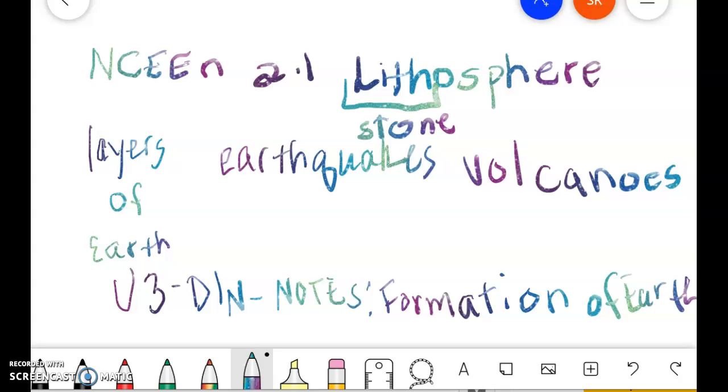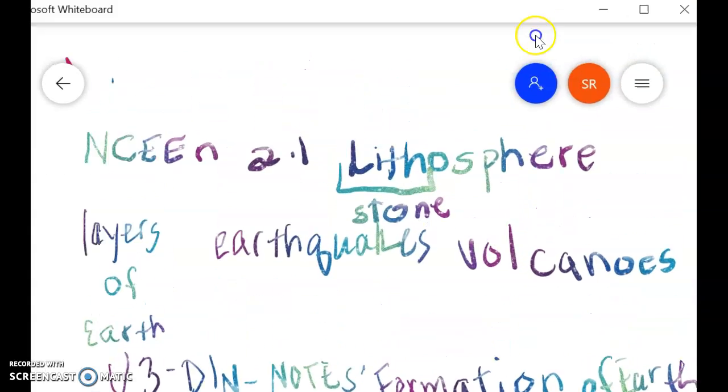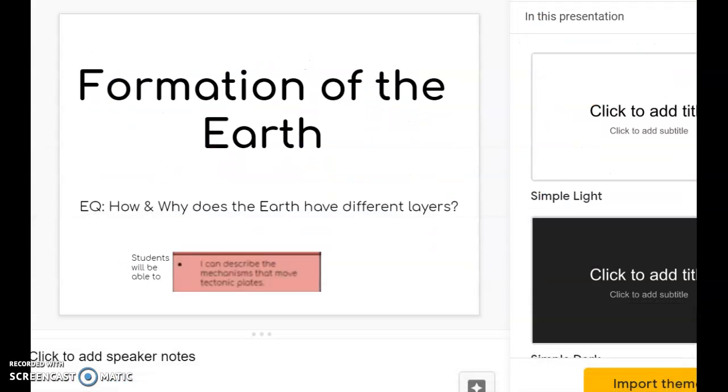So before we talk about earthquakes and volcanoes and layers of the Earth, we have to talk about how the Earth was formed. And this is your introductory unit. So first slide, to get this out of the way, is the slide that has our essential question on it. Our essential question is, how and why does the Earth have different layers? And by the end of this, students will be able to describe the mechanisms that move tectonic plates.